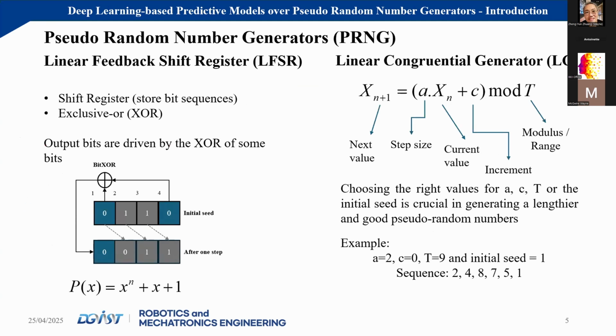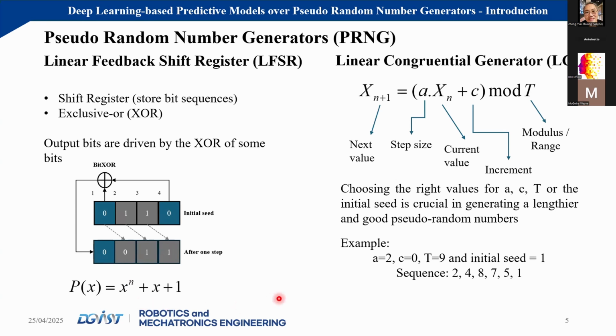LFSR mostly consists of shift registers. The bits move in the right direction one at a time, with the leftmost bit removed and the rightmost bit updated through a linear combination of previous bits. A feedback polynomial can represent LFSR. Each coefficient in a polynomial corresponds to a tap point in the register.